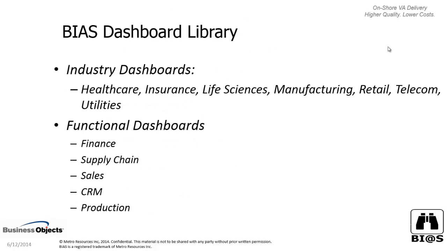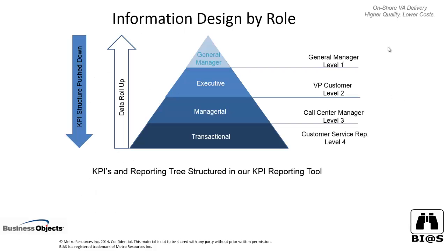Bias has built out a library of dashboards that capture industry-specific KPIs as well as functional areas that are common among industries such as finance and supply chain. This library has been collected and built over the years working with clients and consulting with industry subject matter experts. In this example, we're looking at the customer area. This is just a generic example and will vary from company to company, but the idea is the same.